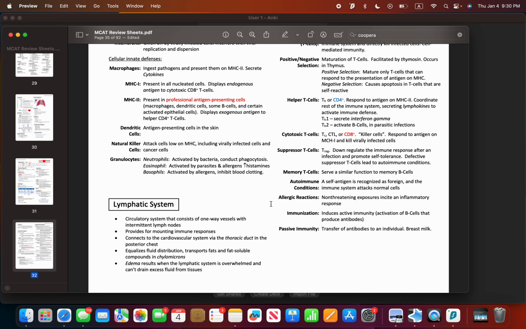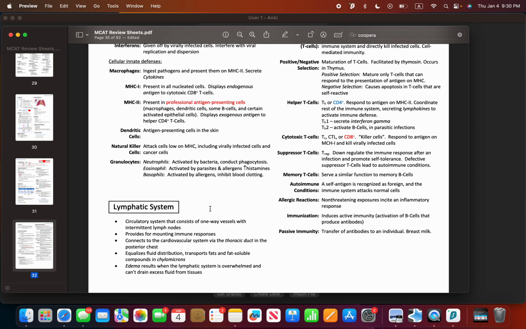Now, the lymphatic system. What we know about the lymphatic system is that it contains white blood cells, and it allows the white blood cells to circulate around the body, to be everywhere, and to fight against pathogens and infected cells. So it's a circulatory system that consists of one-way vessels with intermittent lymph nodes.